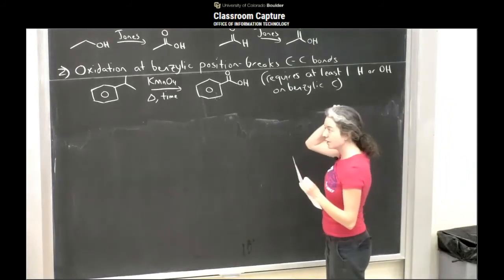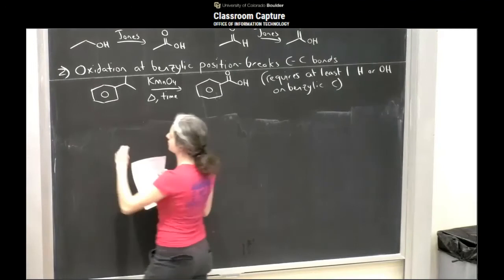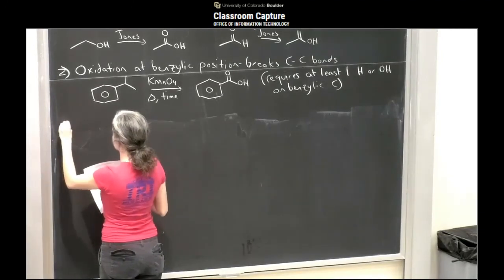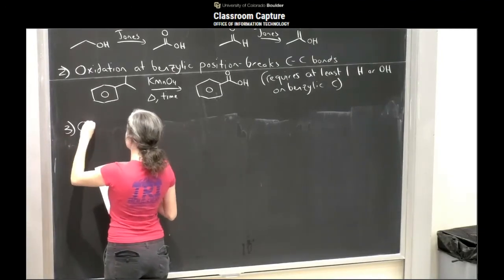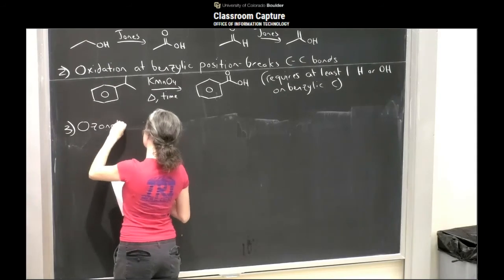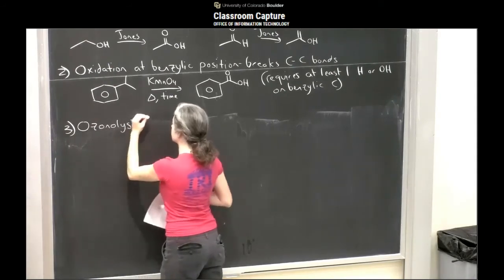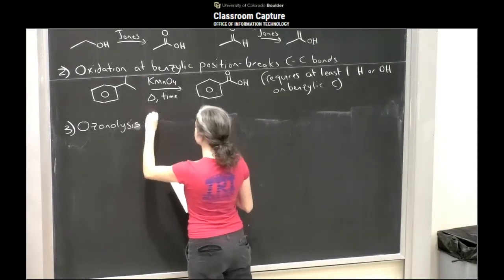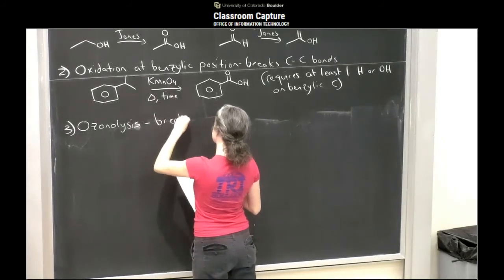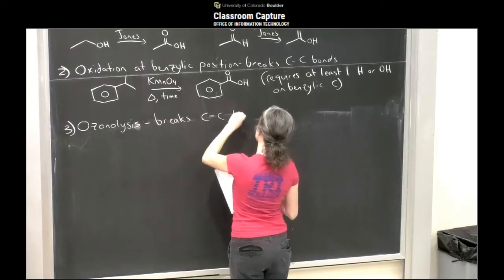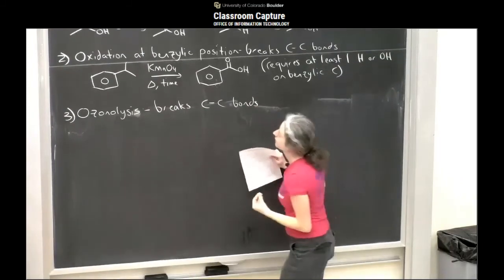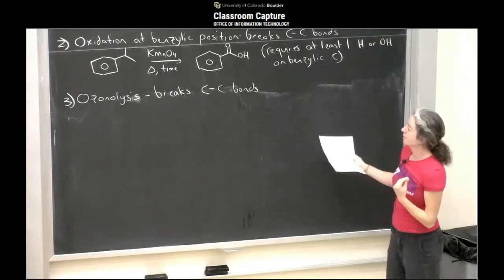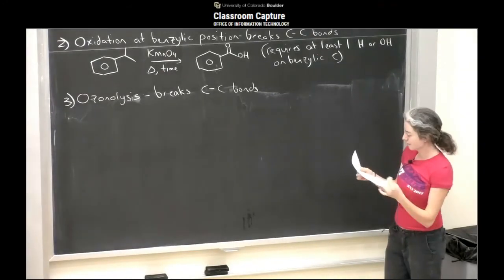Okay, cool. Another way to make acids that also breaks carbon-carbon bonds is from way further back: ozonolysis. This is also going to break alkenes in the molecule.